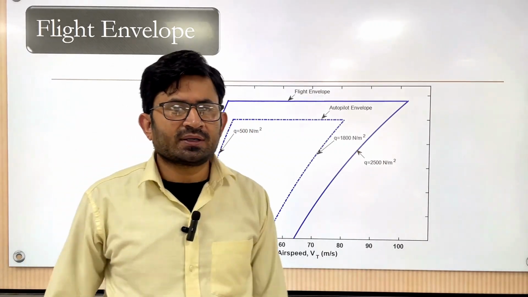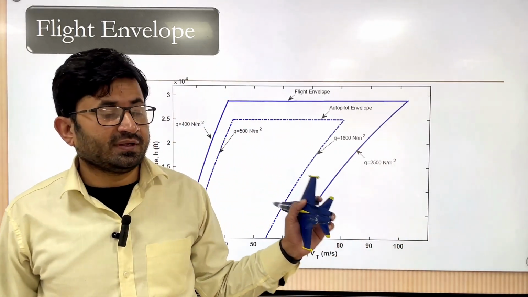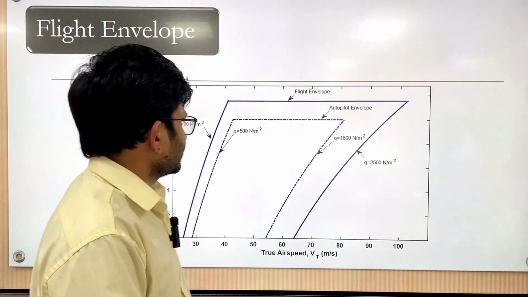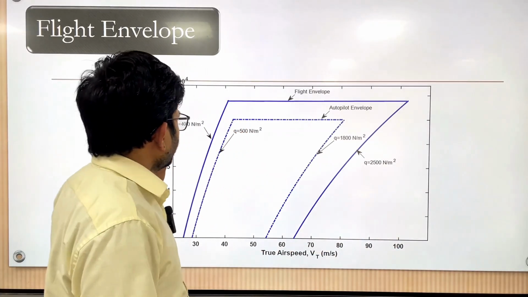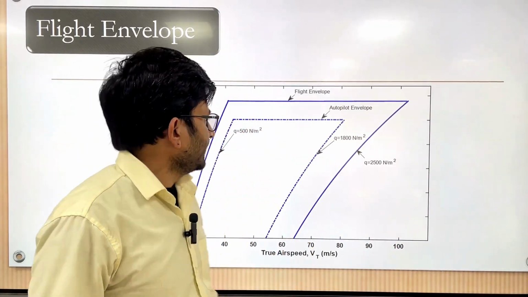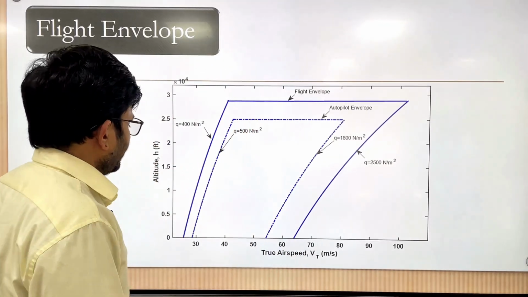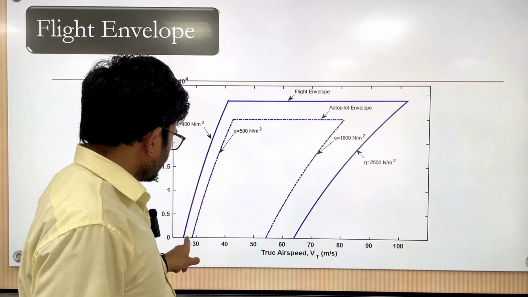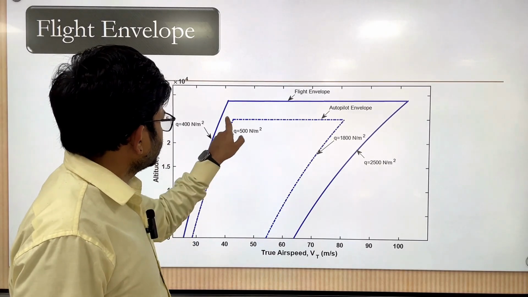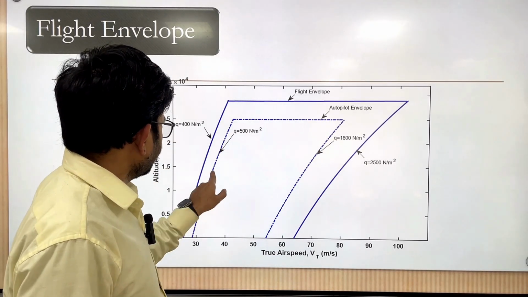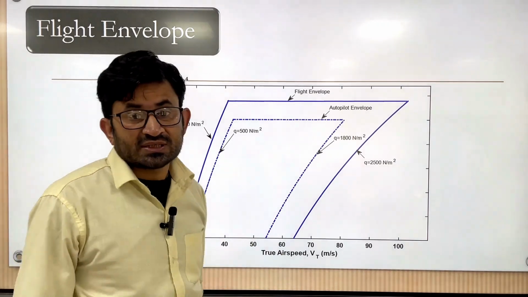Since we have already covered the flight envelope in a separate lecture, I will not go into detail, but just to recall, you have to decide the envelope. This is the full envelope, and inside it you have the autopilot envelope. You can start from here: 1, 2, 3, 4, the four corner points, and one more point, the midpoint, and one more point. So in total there are 7 points.